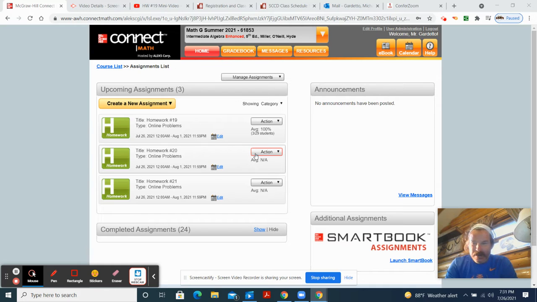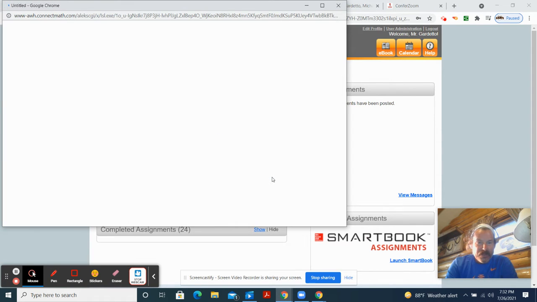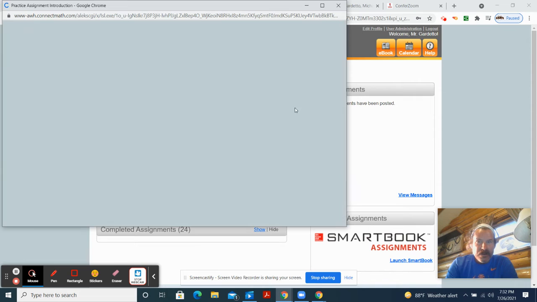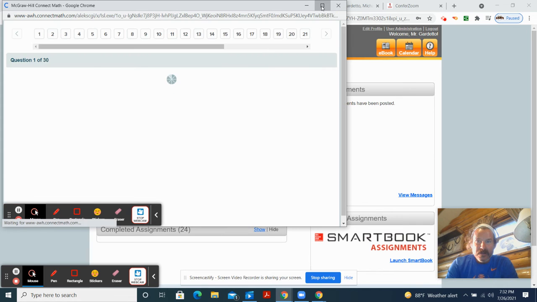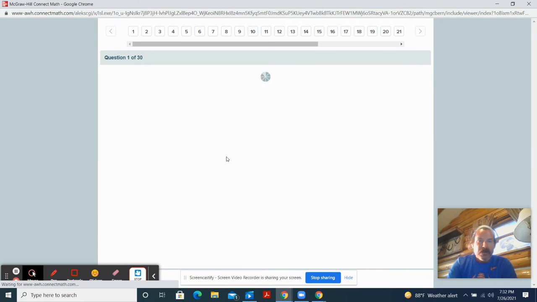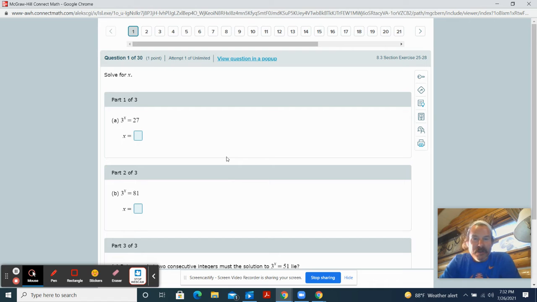I'm in a cabin right now, and I want to talk to you guys a little bit about homework number 20. I'm going to preview the assignment here. There we go. So, homework 19, we talked about exponential functions, exponential equations.